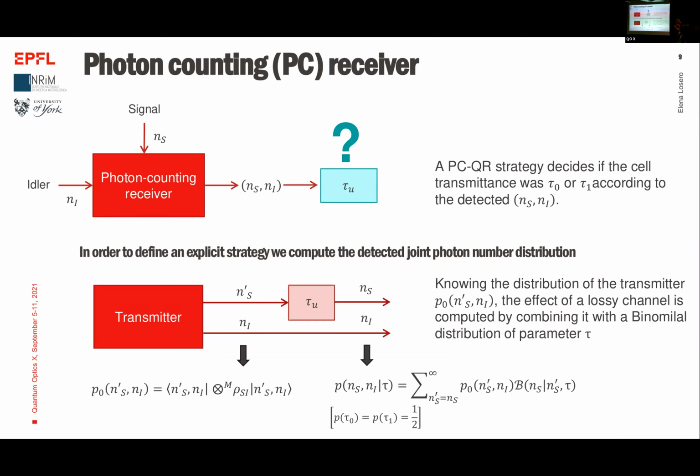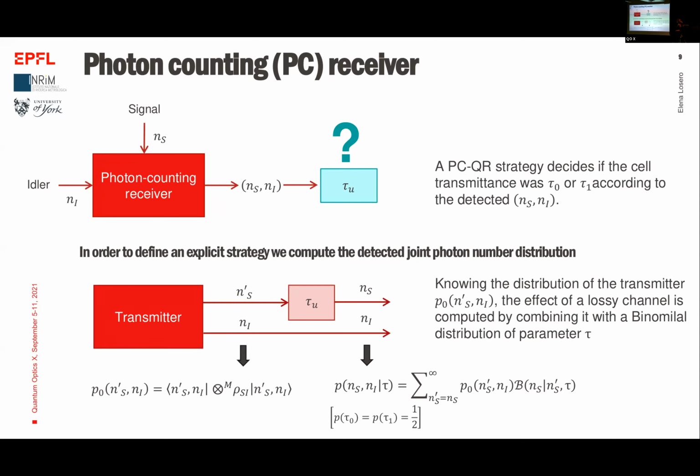So as a quantum reading strategy, we consider a photon counting receiver. A photon counting receiver is basically probably the simplest receiver that you can imagine. So it's a receiver whose output is simply the number of photons detected in the signal and in the idler, respectively.